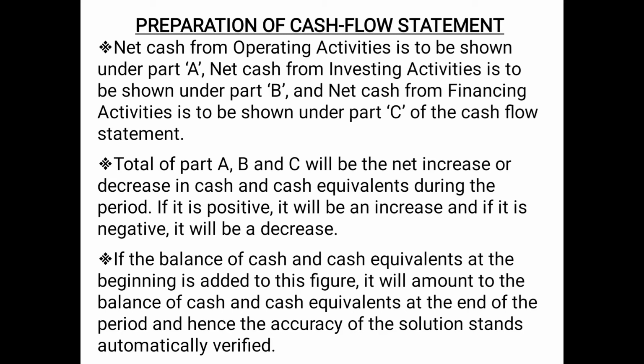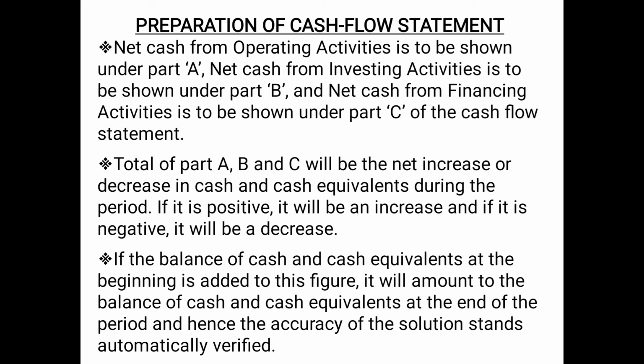Point number 2, total of part A, B and C will be the net increase or decrease in cash and cash equivalents. That means after calculating the net cash flow from or used in operating, investing and financing activities separately, we will add them together, and if the balance is positive, then it will be an increase, or if it is negative, then it will show a decrease in cash and cash equivalents during the period.